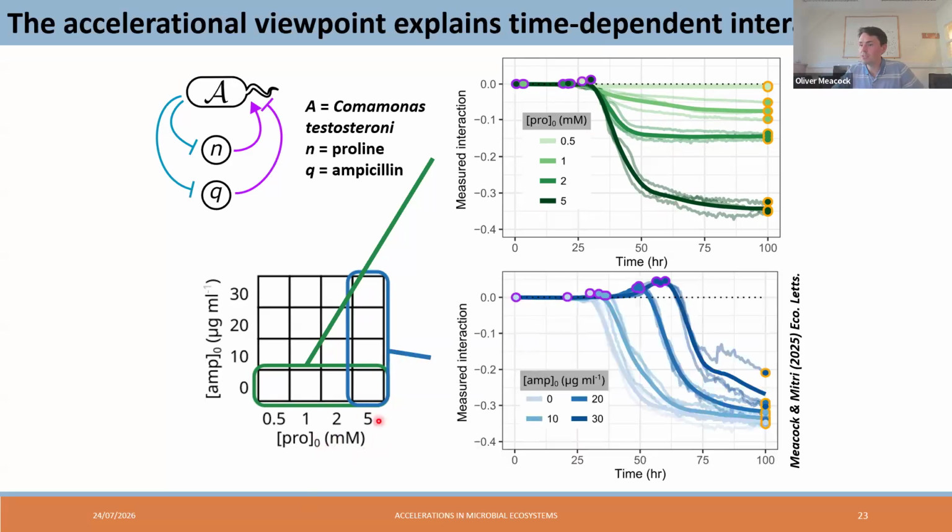However, as we increase the ampicillin concentration and keep the proline concentration fixed, we find that there is a positive interaction phase, and that the strength of that positive interaction phase increases as we increase the toxin concentration.